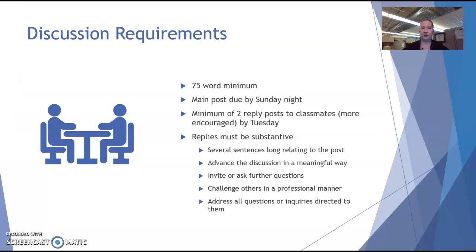So remember, there's a 75-word minimum. Your post is due Sunday night. You need to have a minimum of 2 reply posts. I'm seeing a lot of people not doing those reply posts, and that's a big part of your grade you're missing. Your replies need to be substantive. I just gave you some examples.